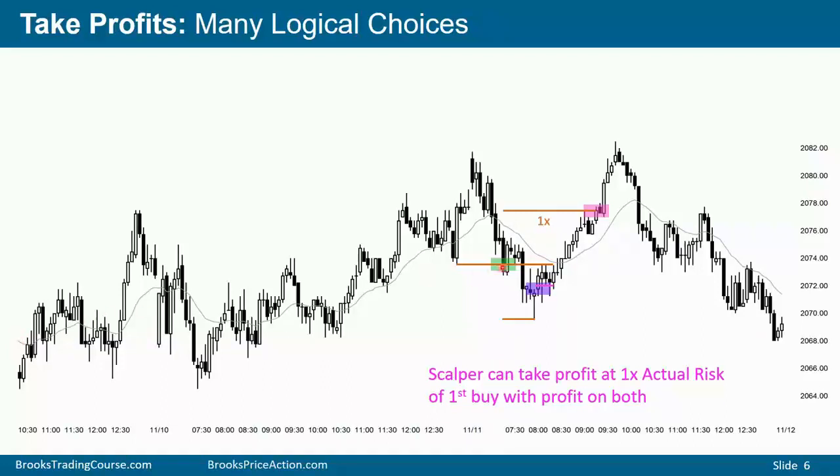Another choice is a trader might exit at 1 times actual risk based upon his first buy. He buys here, the market went down here. Once it reverses up, he knows that he actually had to risk to one tick below the low of this bar. A measured move up from the low of that bar to his entry price is there, and you can see there was some profit taking there.